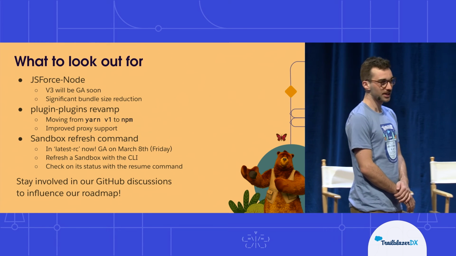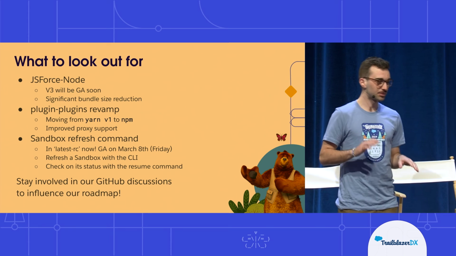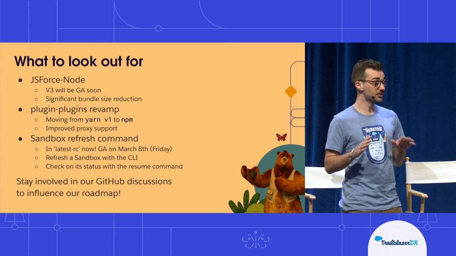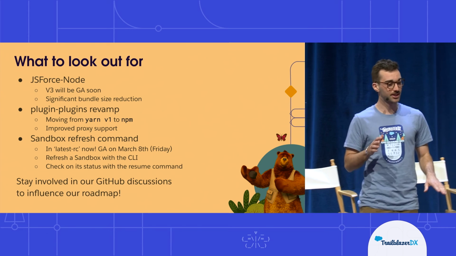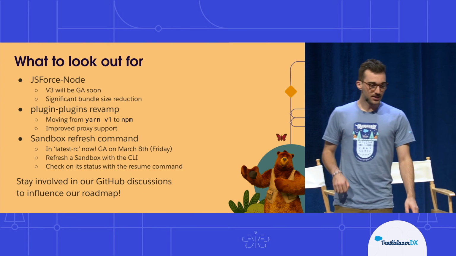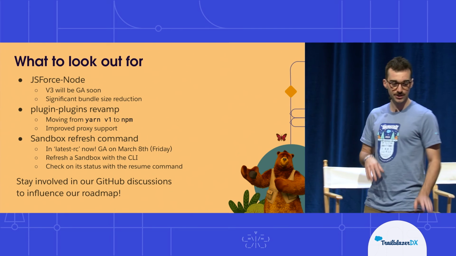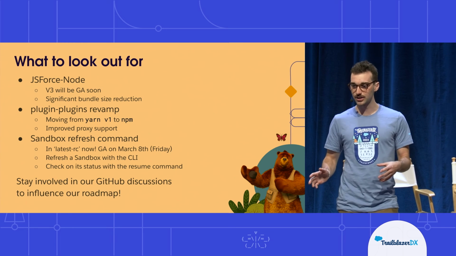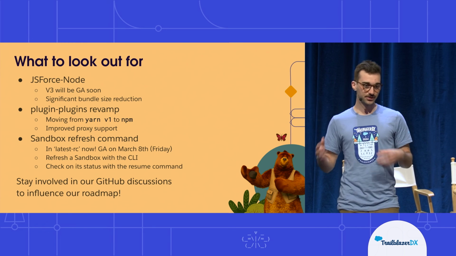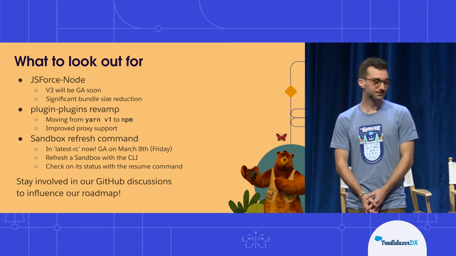We've also noticed a trend in our GitHub issues around plugin installation, especially behind firewalls or proxies in a CI system. So we'll be moving from Yarn version 1, which is deprecated, to NPM for the package manager to support that, and hopefully fix a lot of those issues for you.